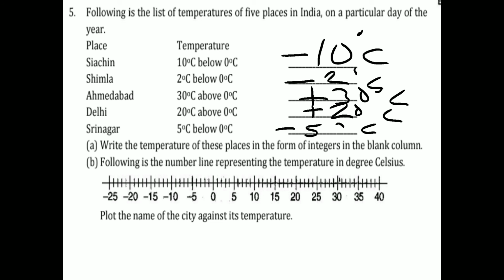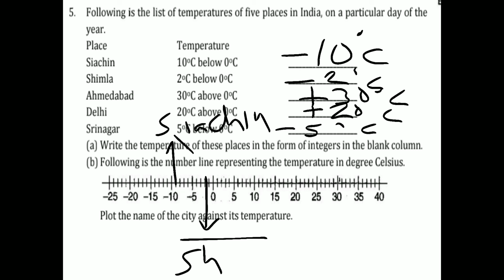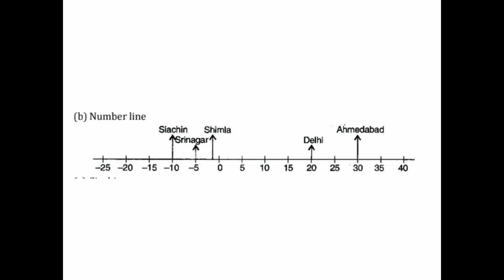Now B part is, following is a number line representing the temperature. You have to plot the cities against them. For example, minus 10. Where is minus 10? So here you write Siachen. Clear? Like this manner you write. Minus 2, 0, 1, 2. This is minus 2. Here you put Shimla. I will show you the figure, like this manner you do. You have to make the figure like this manner. Mean number line is already made. You have to write the name on it.